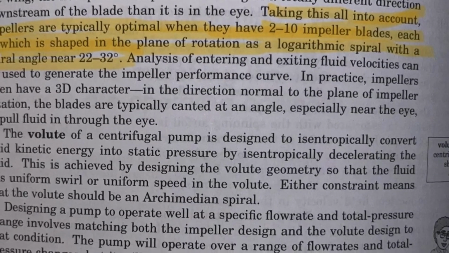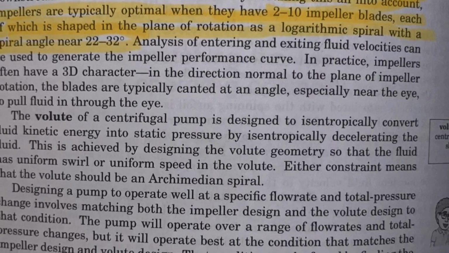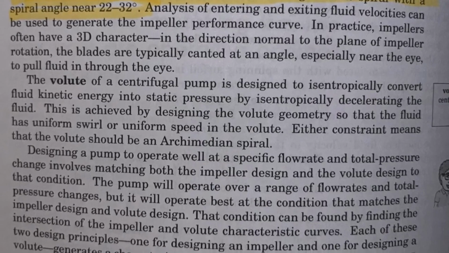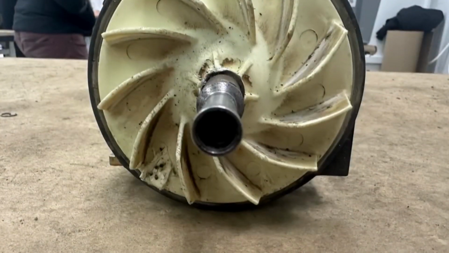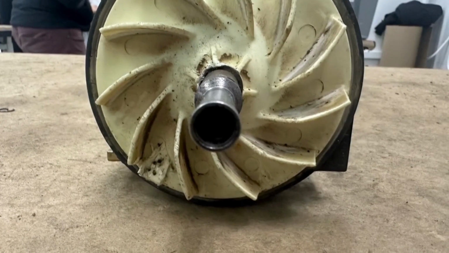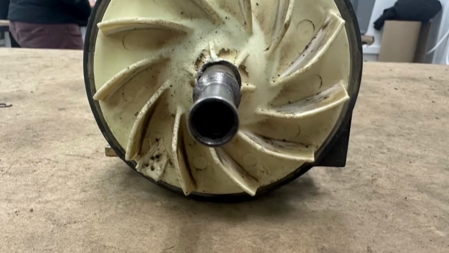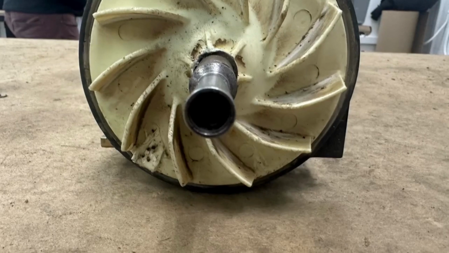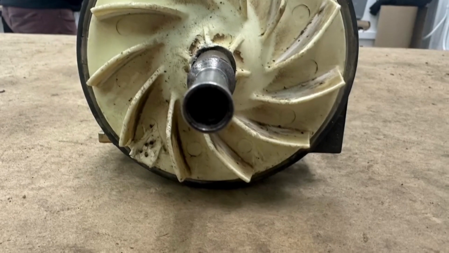Chapter 9.6 also talks about the design of the impeller and states that we should find between 2 and 10 impeller blades and an angle of 22 to 32 degrees. We found a blade angle of 25 degrees and 11 blades. An increased number of blades reduces the load on each individual blade, reducing stress and the likelihood of fatigue failure, and increasing the lifespan of the vacuum.